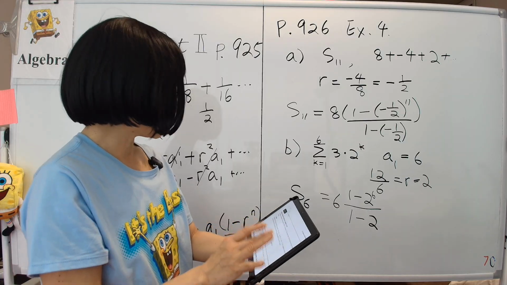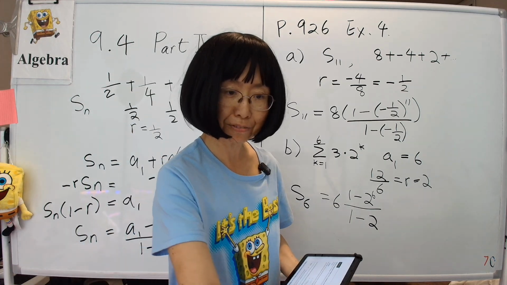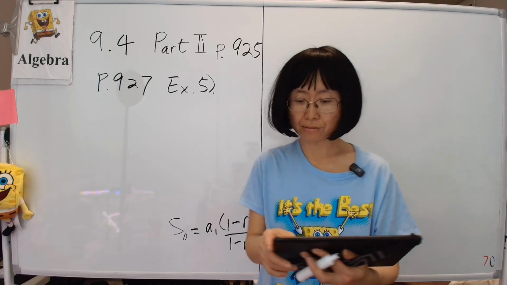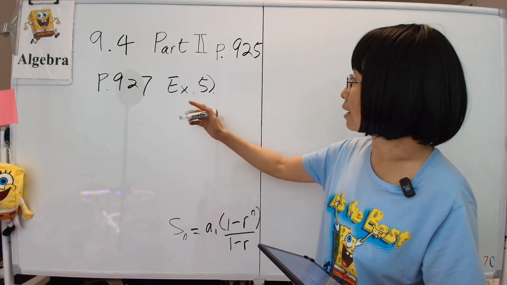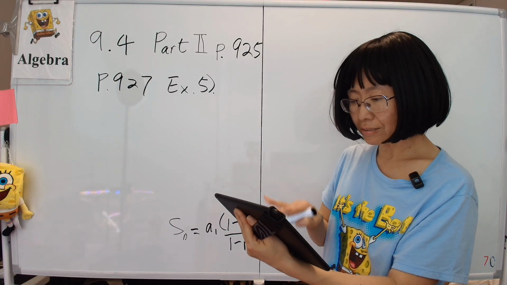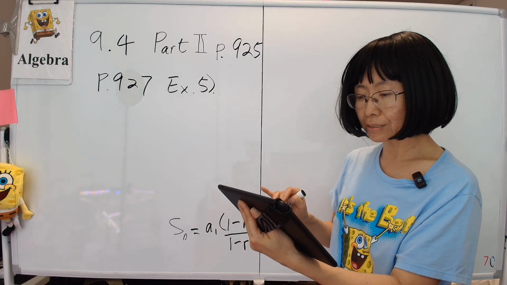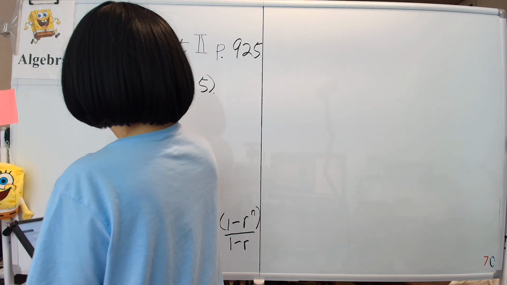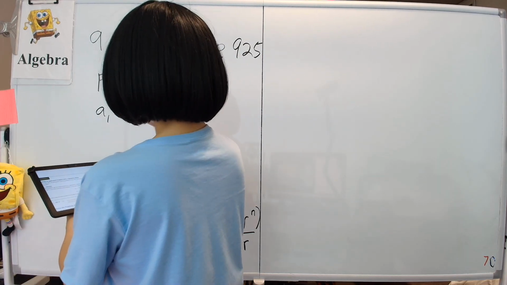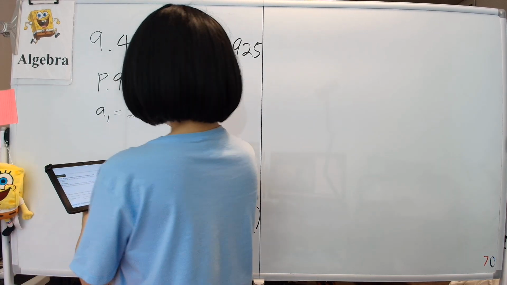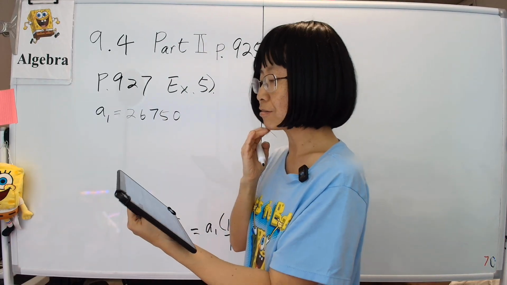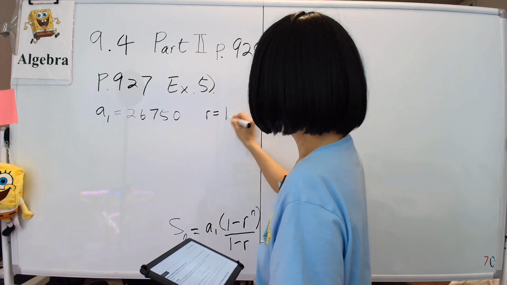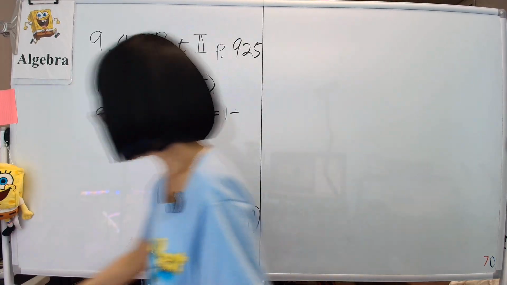Next, let's look at example 5, after I clean off the board, which is on page 927. We have some guy starting a salary at 26,750. So we'll write that down as A1. A1 is equal to 26,750. And then he has an increase of 1.6%, which means R equals 1.016.